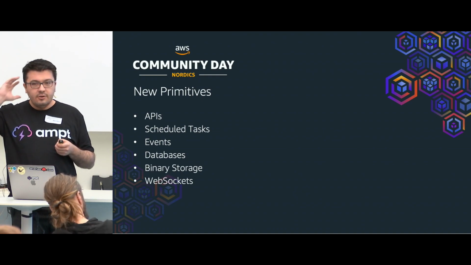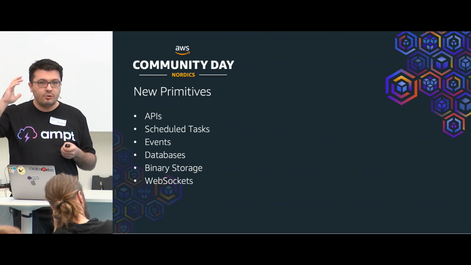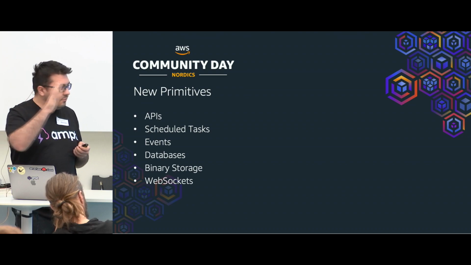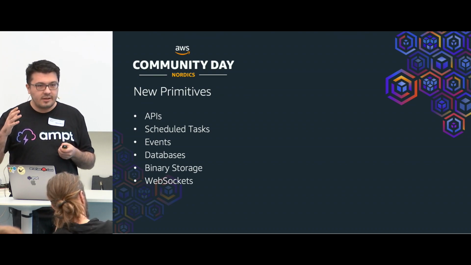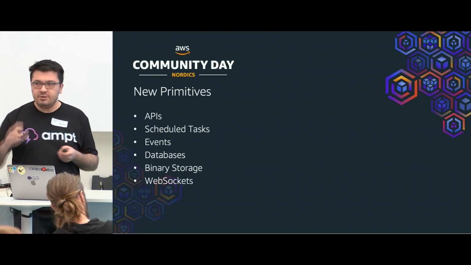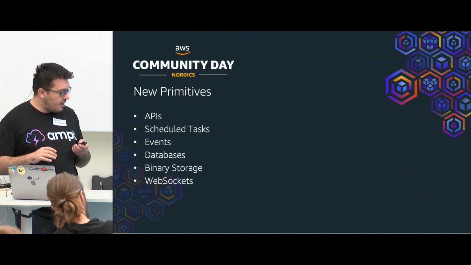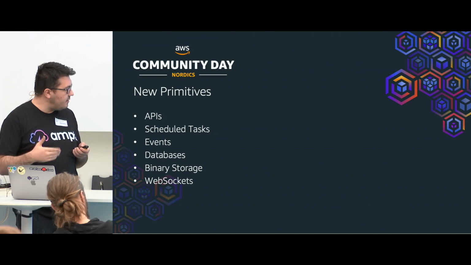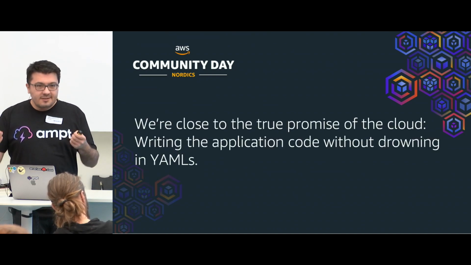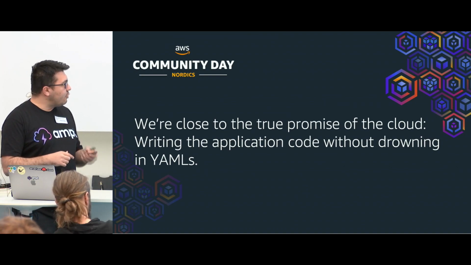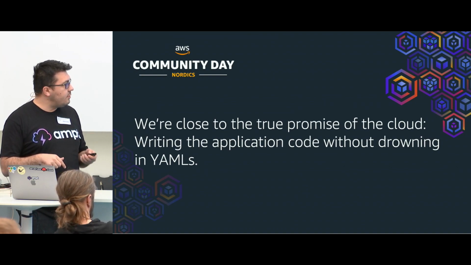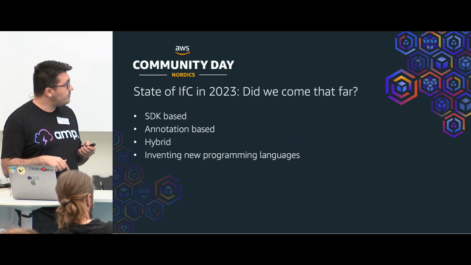Infrastructure from code tells you that you need to think from this primitives' perspective. An API is a primitive for you now. A WebSocket is a primitive for you now. So this is how we are seeing the improvements in this area. With this, we are actually close to the true promise of cloud: we will be writing only the application code without drowning in configuration files.